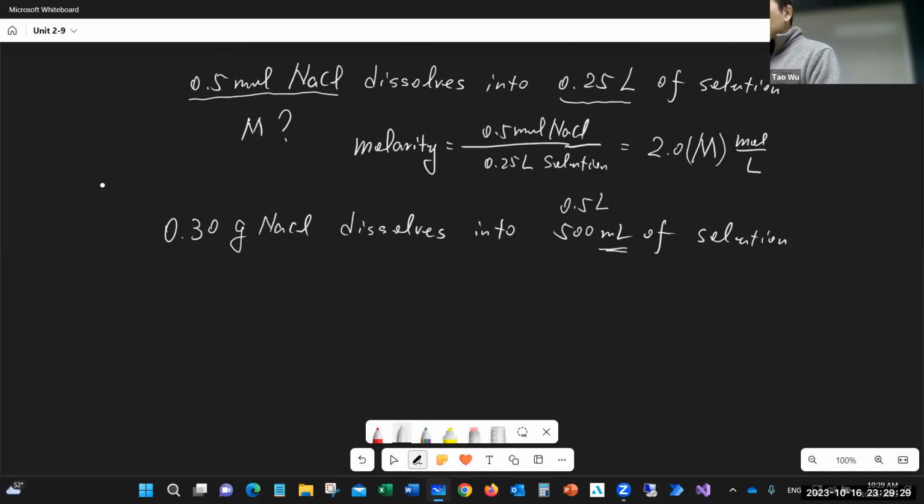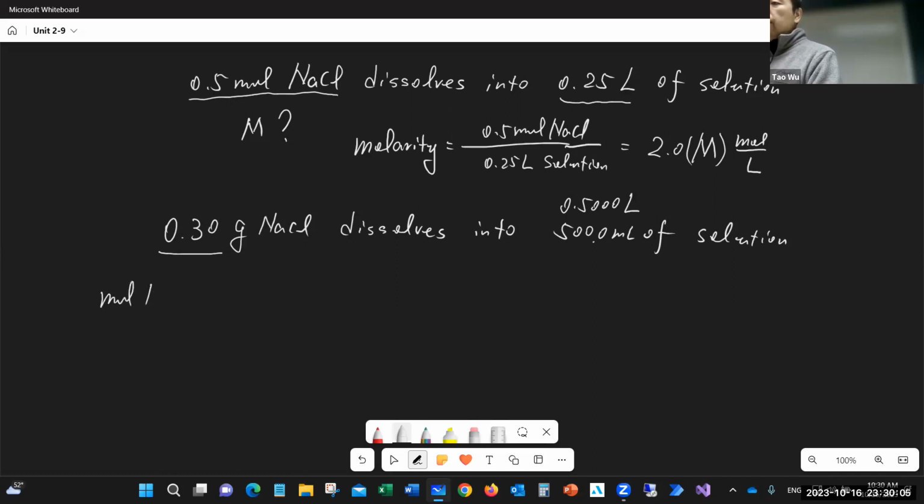So we're going to convert the milliliter to liter, and this is a gram. So you're going to do two things. Convert milliliter to liter, so the volume becomes liter. And then mass to mole, using the molar mass. Okay.